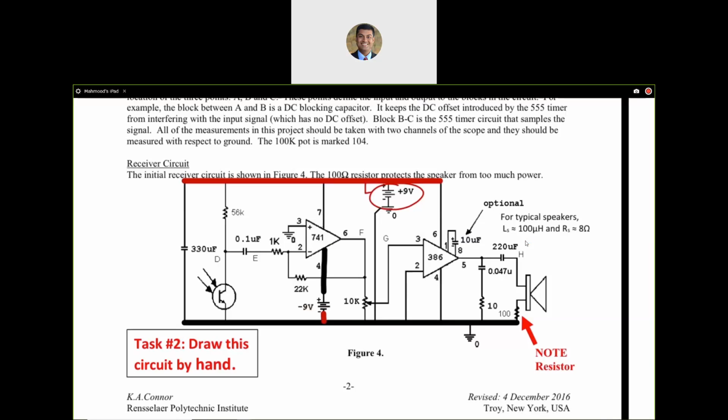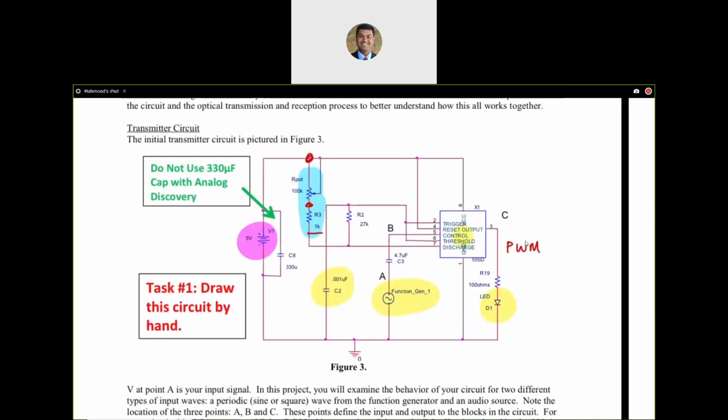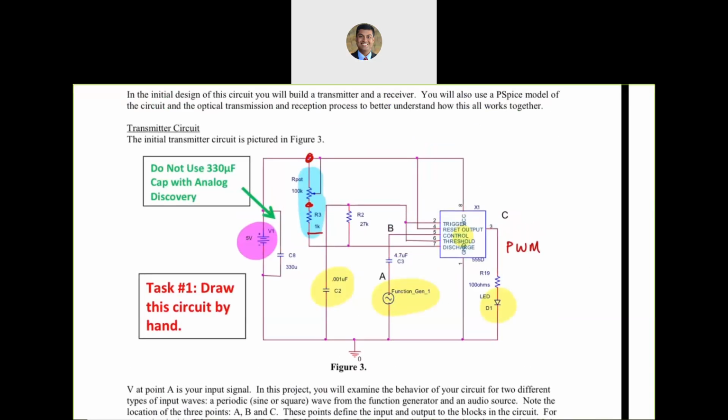We are using two 9 volt power supplies to do the receiver. We are using an independent Analog Discovery power supply of 5 volts to do our transmitter. So I hope some of the things about how to build the optical communication link are clear. The next step is to actually show you how it works, to go ahead and demo it. So I will stop the recording here. In the meanwhile, you can take a break.